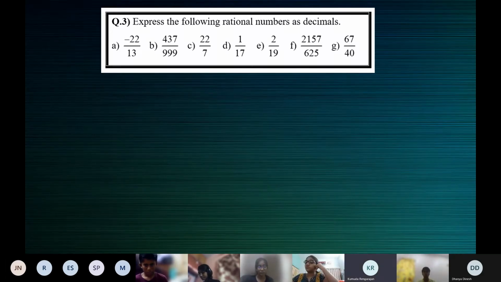See, tomorrow is Sunday, so maybe you will need about an hour's time to do all this. But if you do it, you will understand rational numbers better. All right. Write down these questions in your notebook. Express the following rational numbers as decimals.